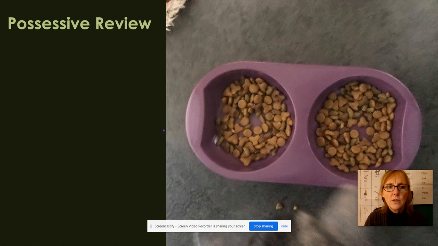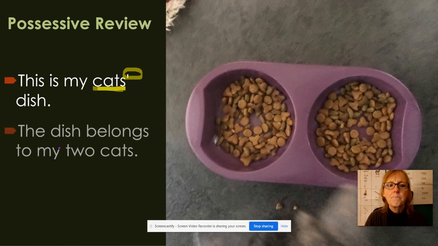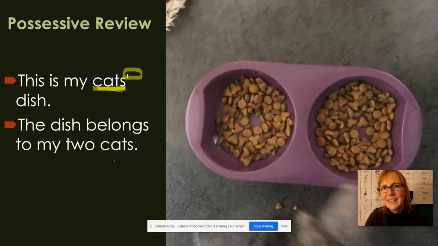And then just to review possessives very quickly, this is my cats' dish. Remember, I have more than one cat. I have two cats. So first I'm going to make the word plural by adding an s to the word cats. Then I'm going to add the apostrophe after to show that even though it's one dish, it belongs to more than one cat. The dish belongs to my two cats.